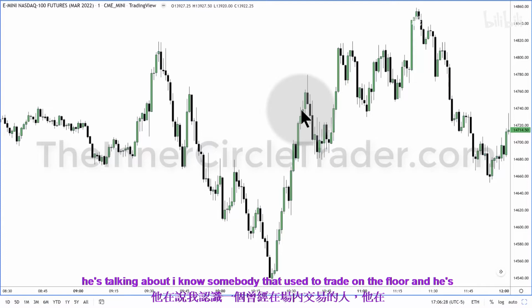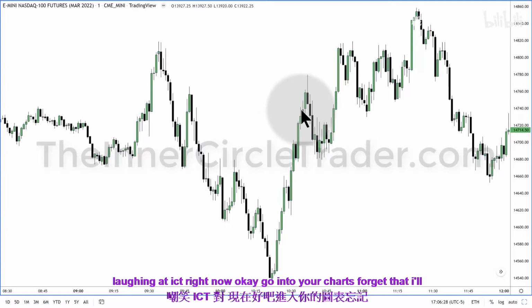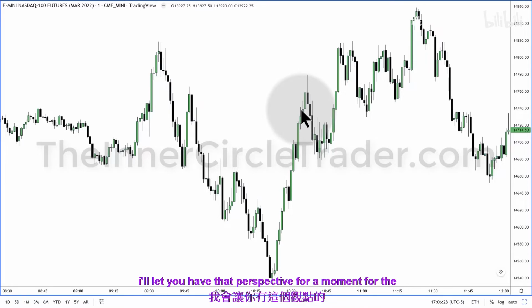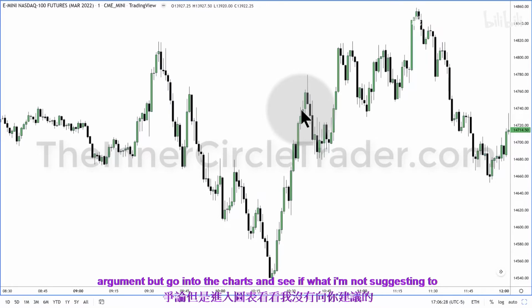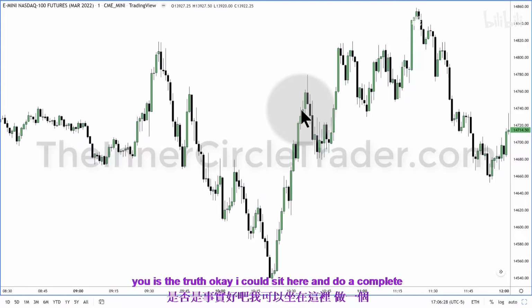Okay, and the logic and argument for anyone that wants to say, oh, it's buying selling pressure, this guy has no idea what he's talking about. I know somebody that used to trade on the floor and he's laughing at ICT right now. Okay, go into your charts. Forget that. I'll let you have that perspective for a moment for the argument. But go into the charts and see if what I'm suggesting to you is the truth.